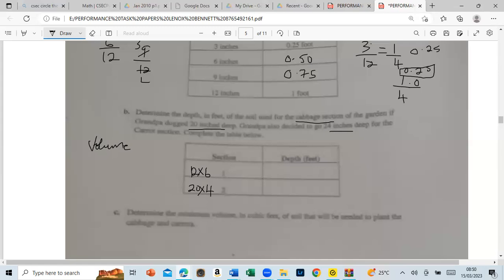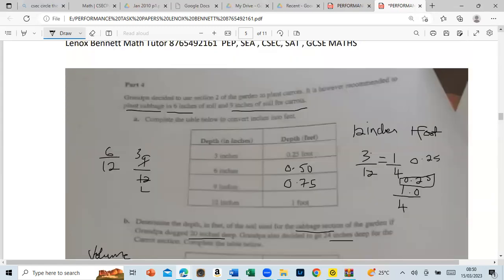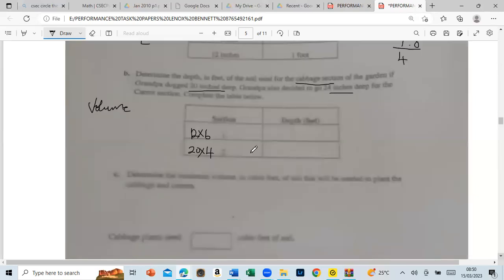So we need to know which part they use for the cabbage. We have to go back up here, so very easy. Grandpa decided to use section 2 to plant carrot. Alright, so we have to label that, guys, because we don't want to get mixed up. Section 2 is carrot. It has a different height. So this makes section 1 cabbage.